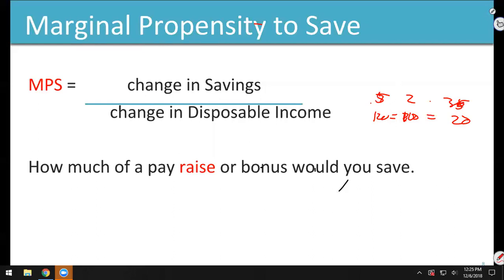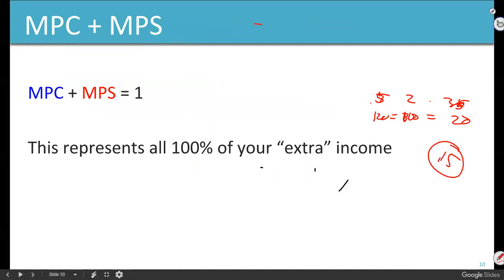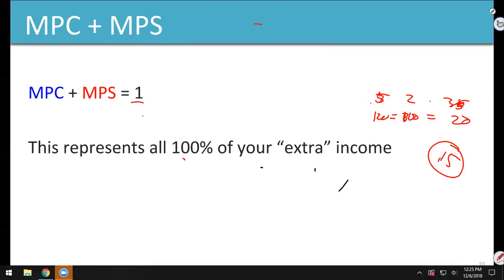But what happens there is, if he was spending 85% of his pay raise, he is going to be saving 15%, because that's all the pay raise. That extra money is either going to get spent or it's going to get saved. There's nothing left. So your marginal propensity to consume and your marginal propensity to save, add them up, it's going to equal 1 as well, because something's going to happen with all 100% of that pay raise. You're either going to spend it all, save it all, or spend some and save the rest, but there's nothing else. Go with me. So the spending added to the savings should equal 1. Yeah, should equal 1, because that's 100% of the income that we're talking about. In this case, 100% of the extra income for MPC and MPS, while for APC and APS, it was 100% of our current income.